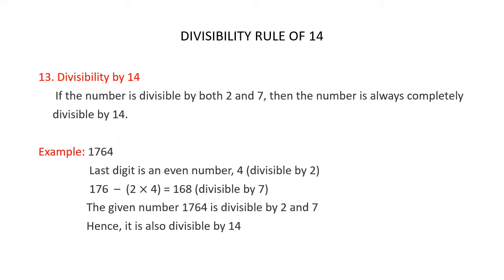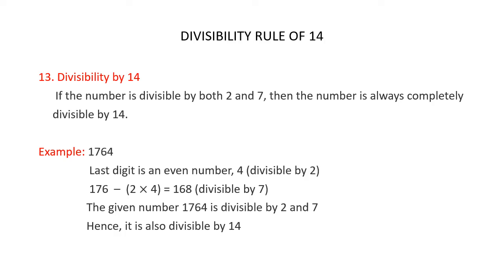Consider the number 1764. 1764 will be divisible by 14 only if this number is divisible by both 2 and 7. So to check whether 1764 is divisible by 2 or not, consider the last digit. The last digit is an even number, 4. 4 is divisible by 2. So 1764 is also divisible by 2. Now you have to check whether 1764 is divisible by 7.